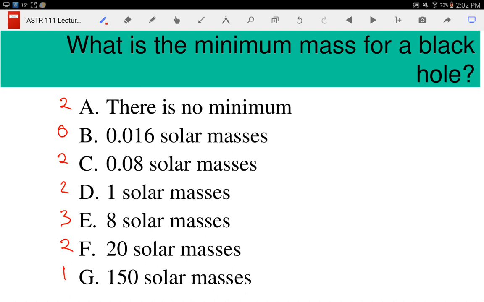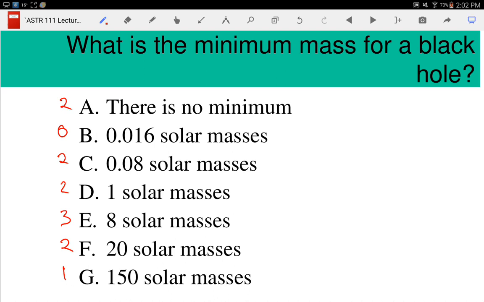Well, the clear consensus here is that it's not 0.016 solar masses. Sarah, what's the correct answer? What do you think the correct answer is? Not 0.08.